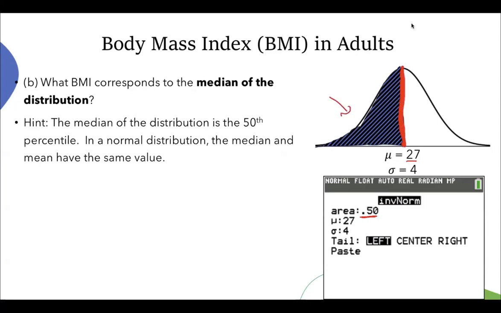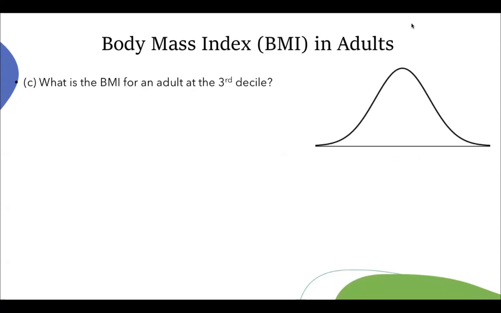So you could think about this as the leftmost or bottommost 50%. So if you put in 0.5 and you do 27 and 4 and left, you will get 27 as your answer. So if you understand that, you don't even have to use the calculator, but the calculator can confirm that answer as well. And let's look at the decile problem, the third decile.